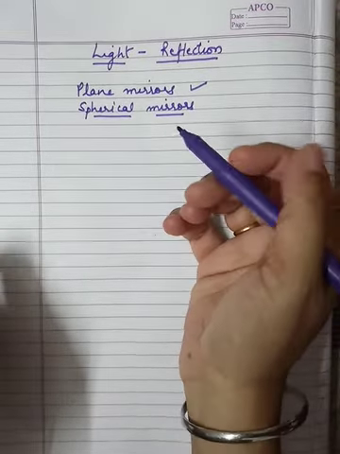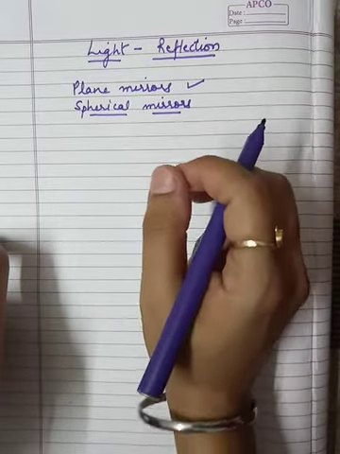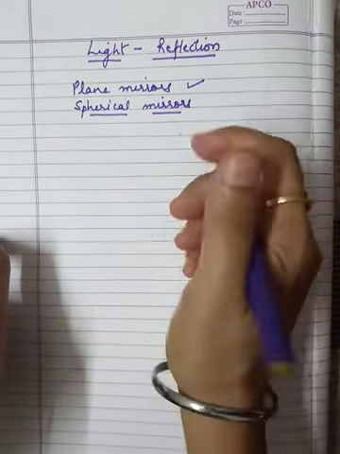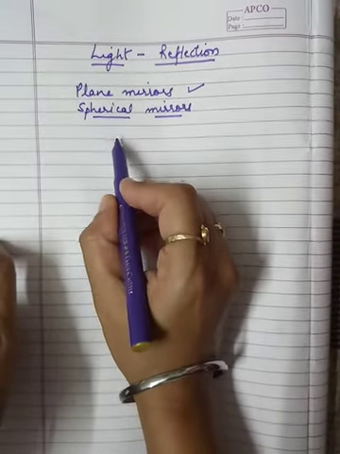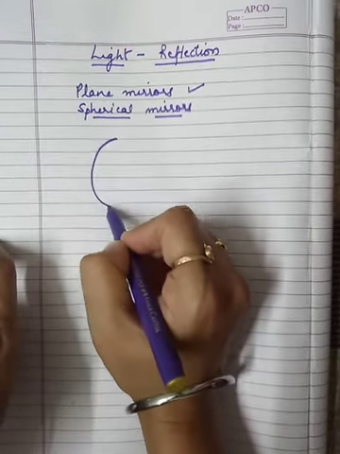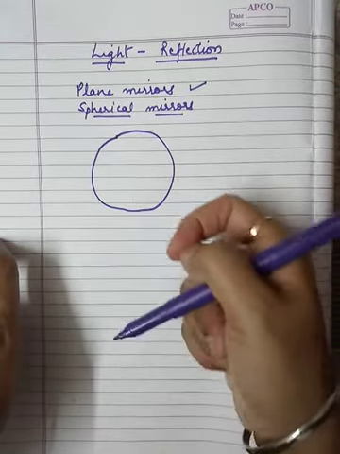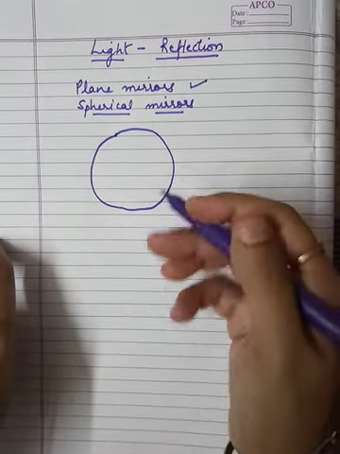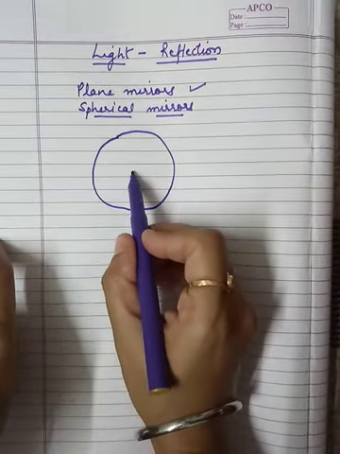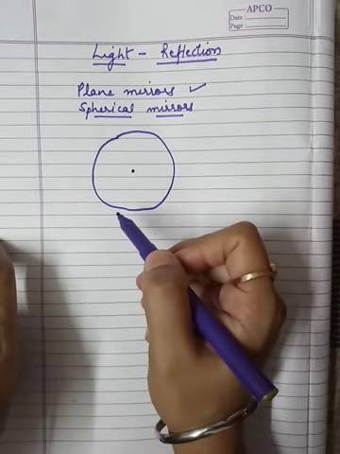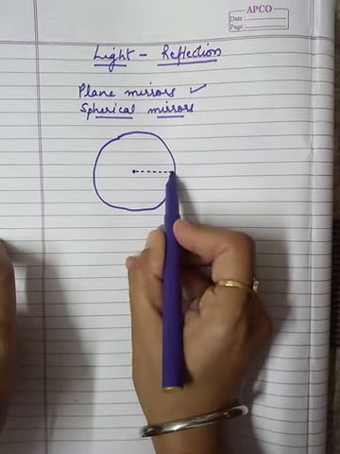Spherical mirrors are those kinds of mirrors whose reflecting surface is spherical. That means they will be curved. So first of all, I'll tell you how they are made. If we have a sphere, I cannot draw a sphere over here, I can draw only a circle, so you have to imagine it like a sphere. If I have a hollow sphere made up of glass, then it must have a center, and it must have some radius like this.